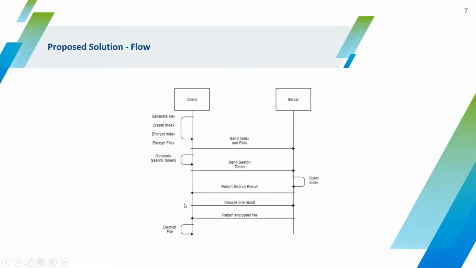the client chooses one of the files and the identifier is sent to the server, and the server will search from the stored encrypted files and return the encrypted file. Then the client needs to decrypt the file in the client to get the original file.